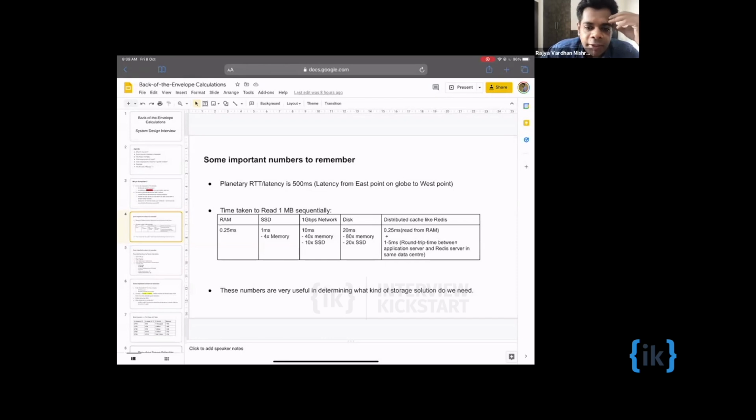And let's say you have to decide, okay, I'm going to use a distributed cache like Redis, then how much time would fetching 1 MB take? So we can take a very educated guess here that it takes 0.25 milliseconds to read from RAM, and it takes around 1 to 5 milliseconds round trip time between the application server and Redis server, given that they are in the same data center. So within a data center, it takes only 1 to 5 milliseconds. Right? So that's why we hear that distributed cache or Redis have latencies in single digits. This is how we derive that number.